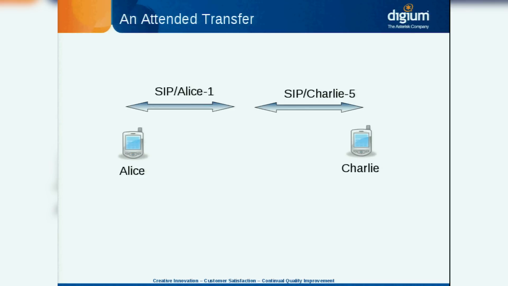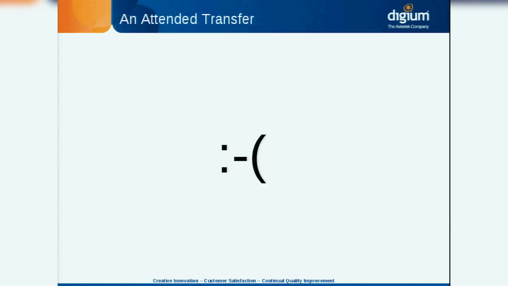What is a channel? A channel is a path of communication between Asterisk and a device. We don't want to rename it. We don't want to have zombie channels. This is just, it's sad.